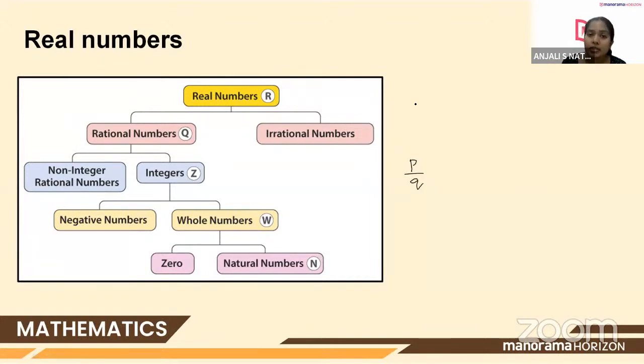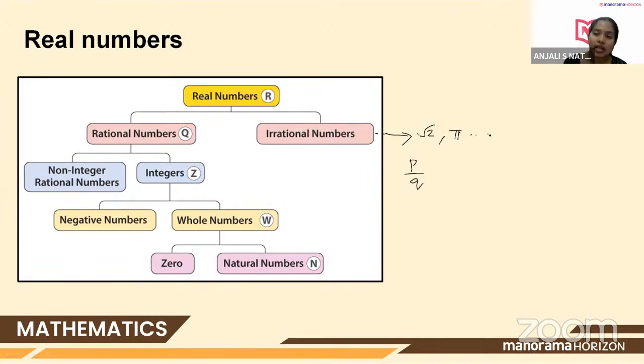Or if we represent it in decimal form, its decimal places never terminate and it will not be recurring. We will discuss it again later. So that is an irrational number. What are the common examples of irrational numbers? Root 2, pi. These are all common examples of irrational numbers.